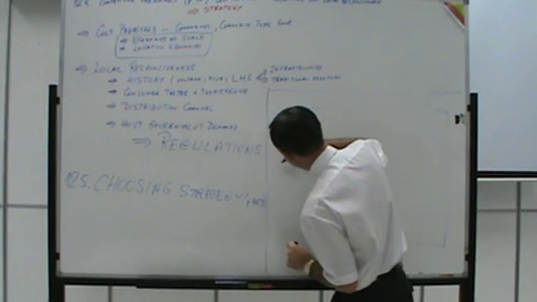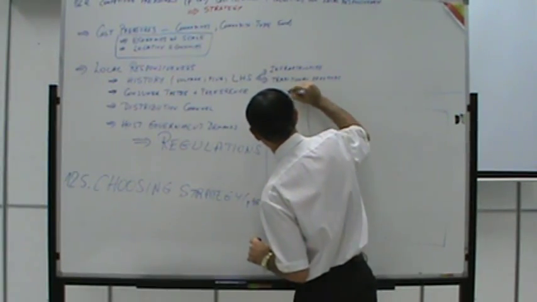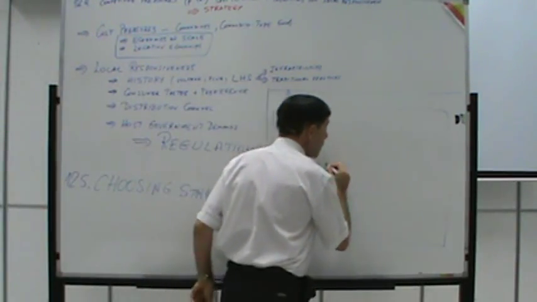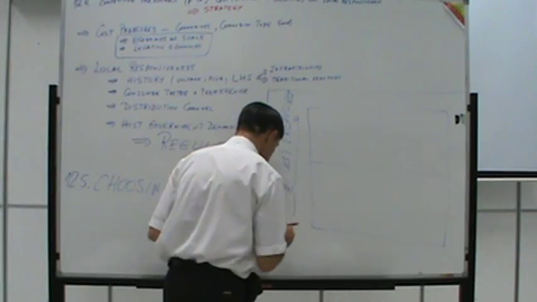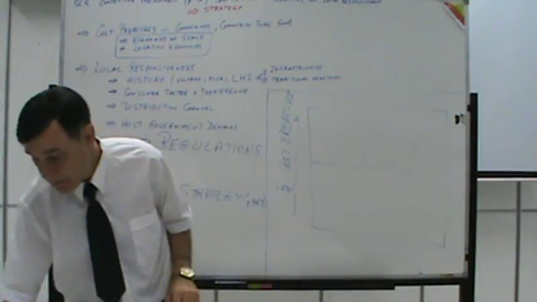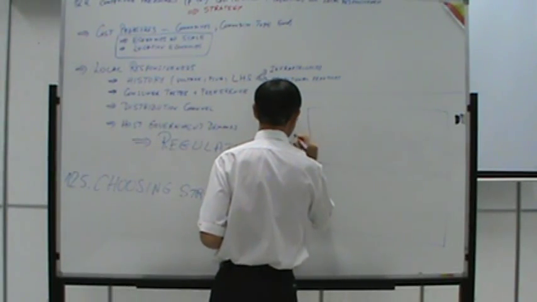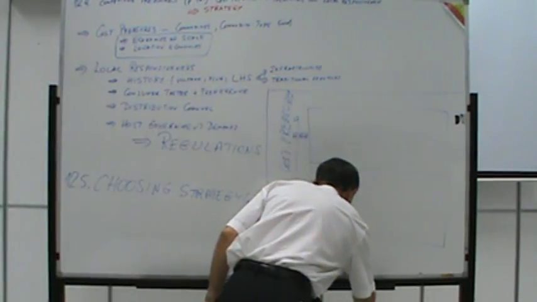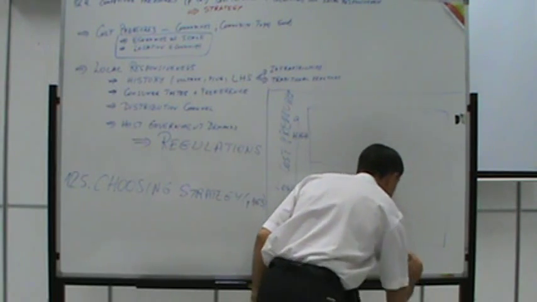Over here, cost pressures. So on this one, you're going to have a cost pressure. And we're going to create a box with low cost pressure and high. Let's make sure I got it right. Yes. And so low and high cost pressure. And over here is local responsiveness.